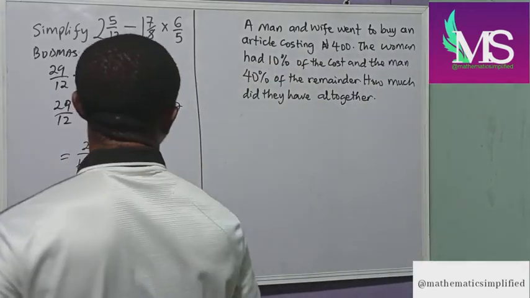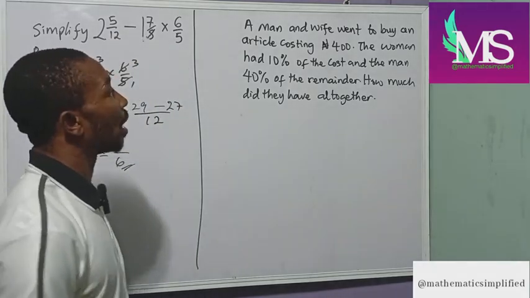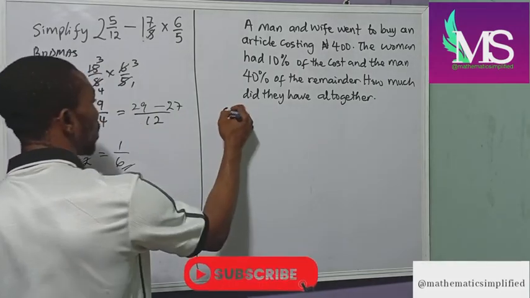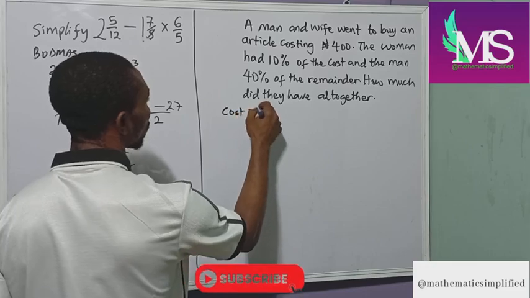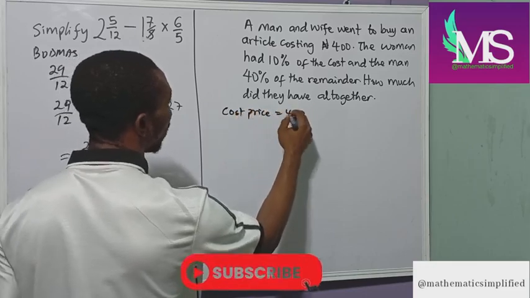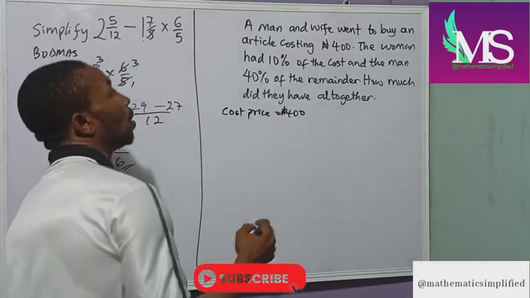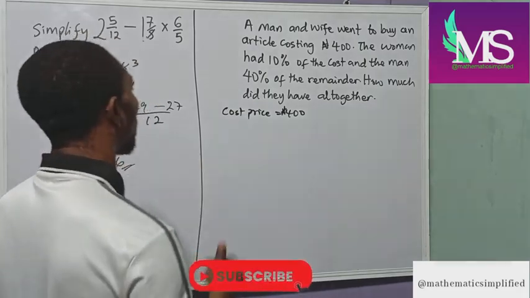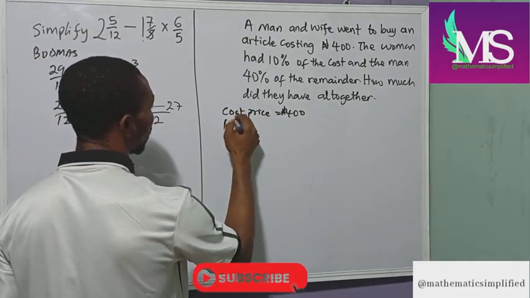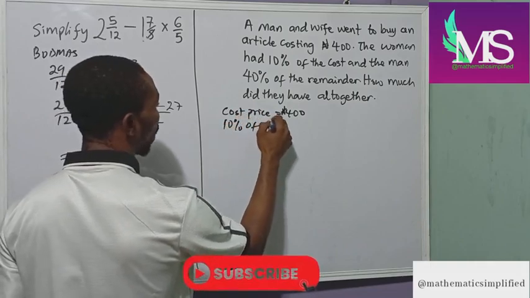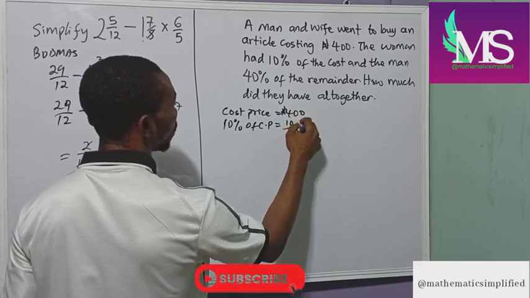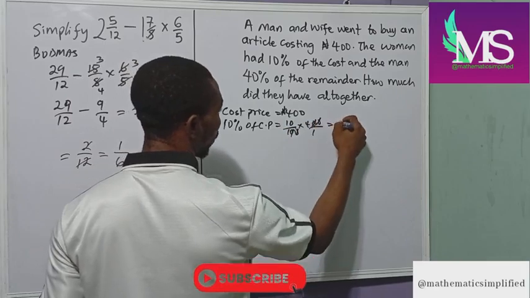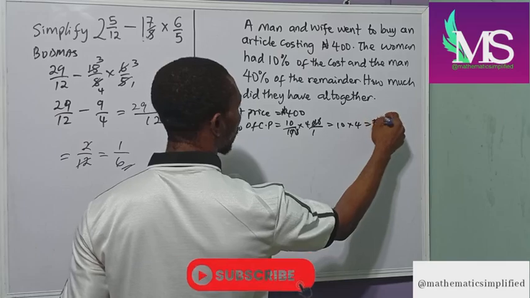Our next question says, a man and wife went to buy an article costing 400 naira. So our cost price is 400 naira. The woman had 10% of the cost. So 10% of cost price will be 10 over 100 times 400 over 1. So that will be 10 times 4, which is 40 naira.